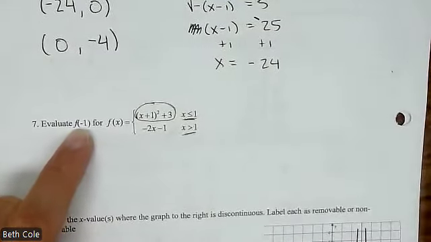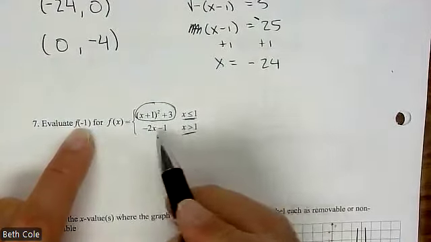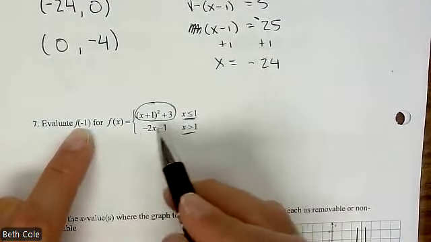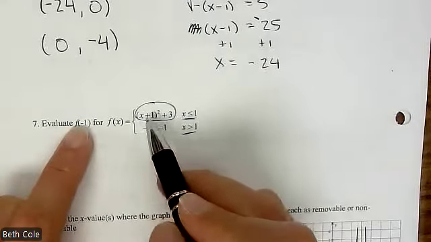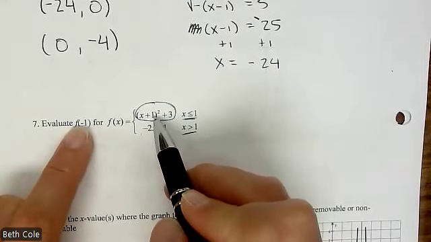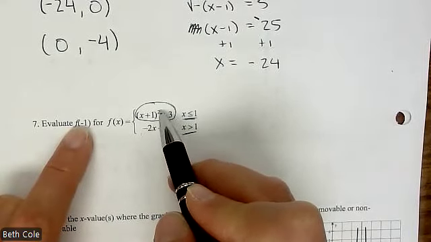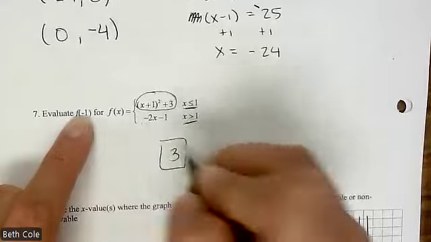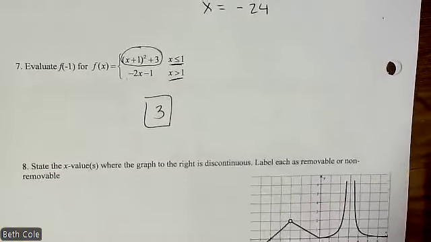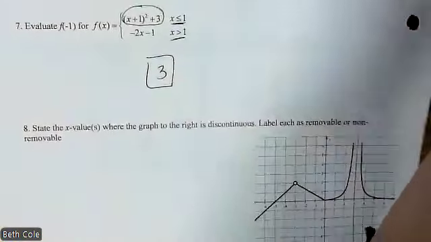Say it was f of 7. Then you would use the second one. Do you get what I'm saying? Okay. -1 plus 1. Yeah, 0 squared. 0 plus 3 is 3. So you just have to decide which part you're plugging into is all that is.